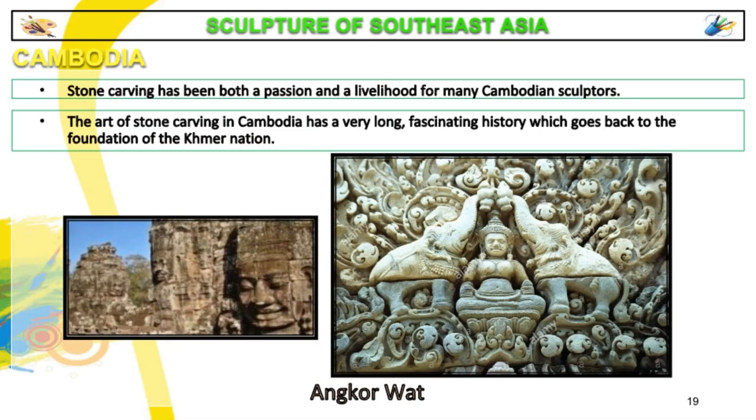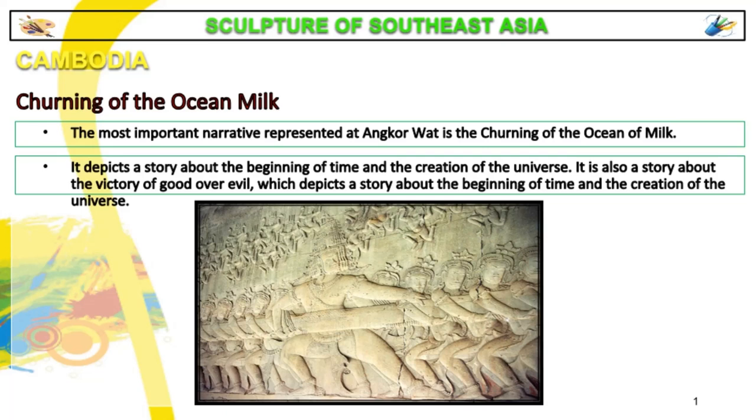Stone carving has been both a passion and a livelihood for many Cambodian sculptors. The art of stone carving in Cambodia has a very long, fascinating history, which goes back to the foundation of the Khmer nation. The most important narrative represented at Angkor Wat is the churning of the ocean of milk. It depicts a story about the beginning of time and the creation of the universe.